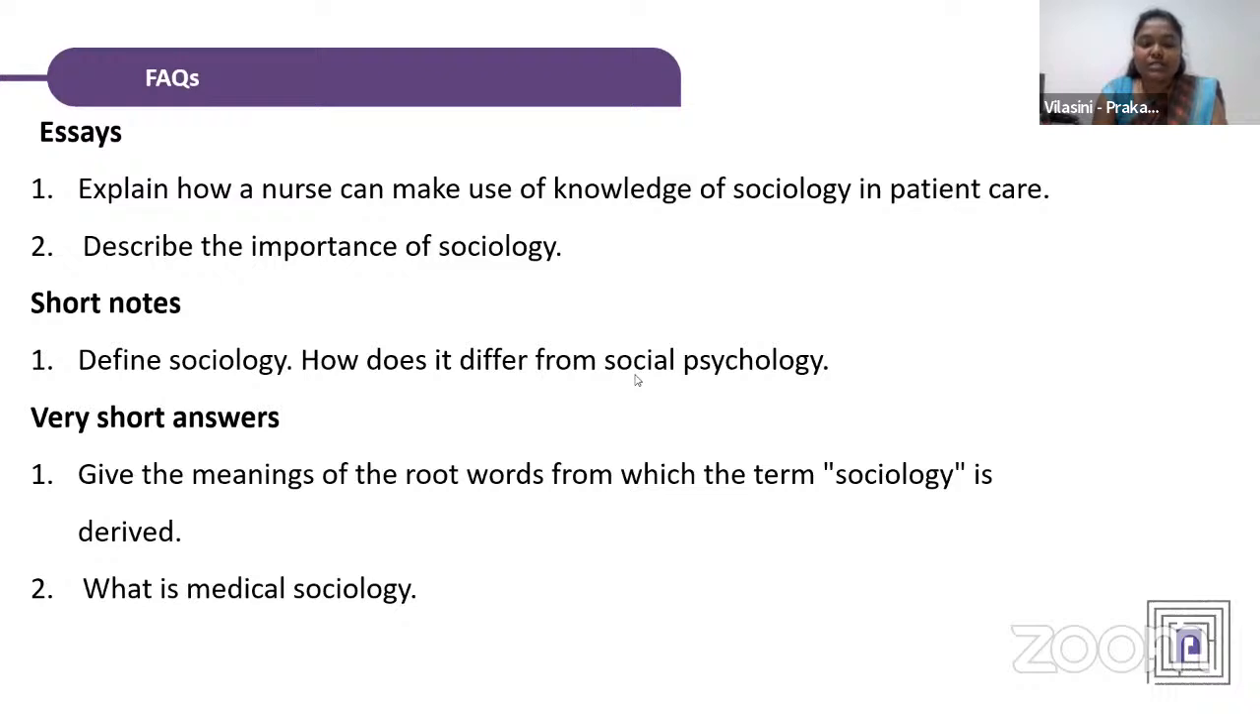Then coming to the very short notes, give the meaning of the root words from which the term sociology is derived. So, sociology is derived from a Latin word, societas, which means society, and the Greek word logos, which means study. The next question is, what is medical sociology? So, medical sociology is about analysis of medical organizations and production of knowledge, selection of methods, actions, and interactions of health professionals. So, these are the questions which can be asked from Unit 1.